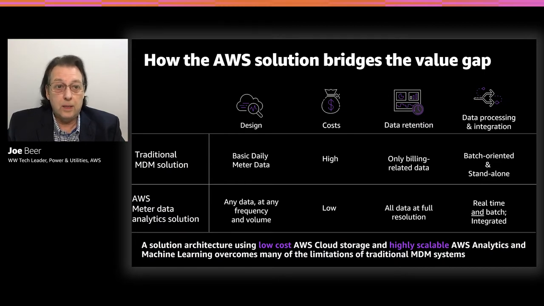Versus an AWS data lake approach, where data can be processed in real time or in batch. You're probably going to use a handful of services to create this, as you're going to see in the Quick Start. All those services natively talk to each other, and you can integrate them with just a few clicks of your mouse. So this allows you then to do real-time operations.